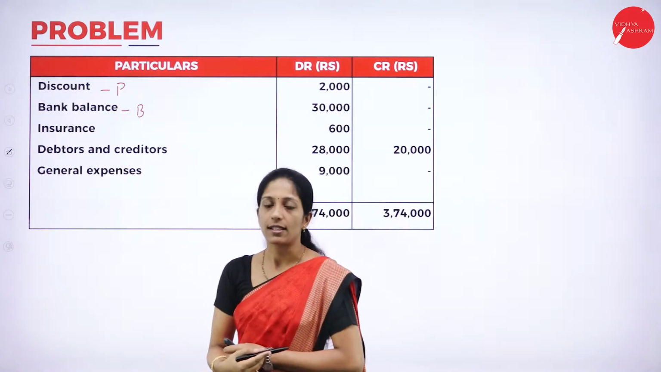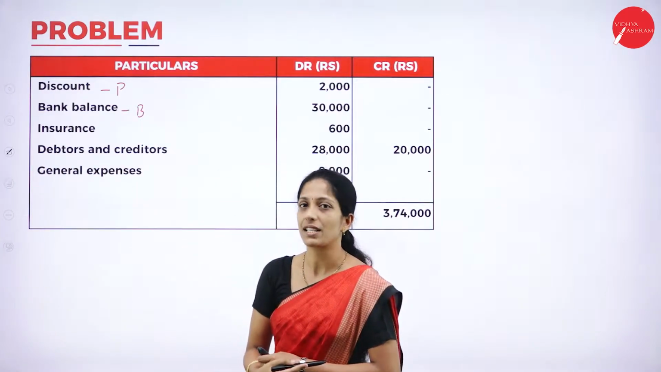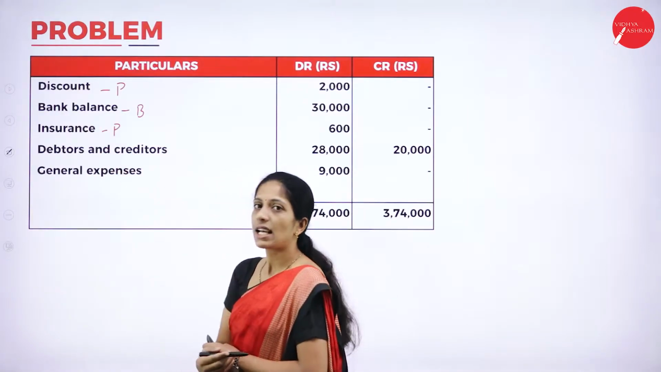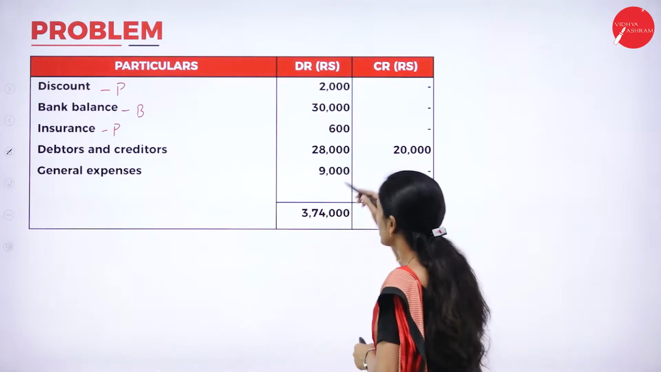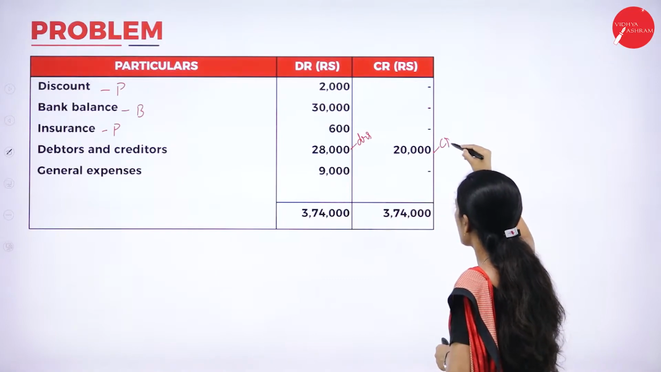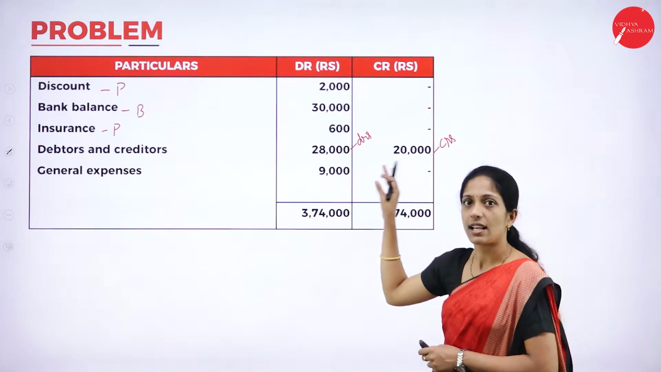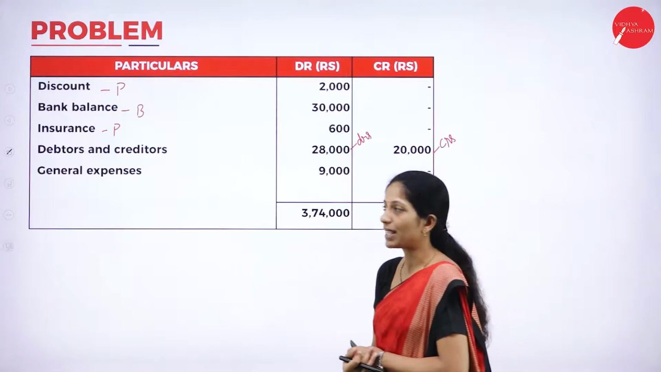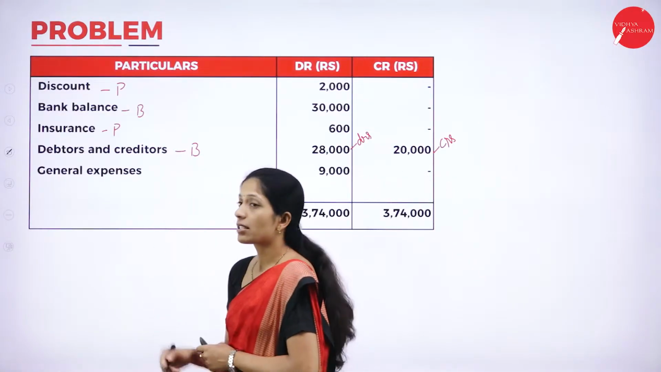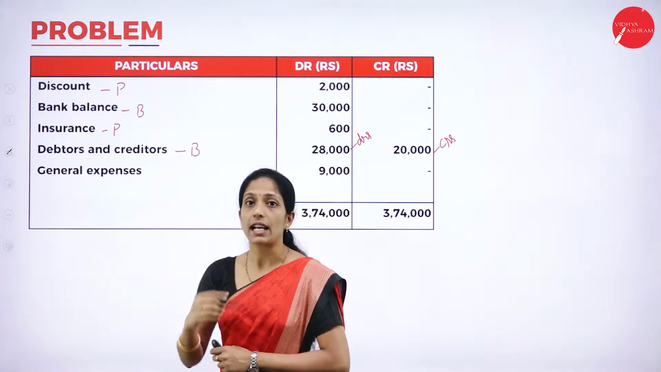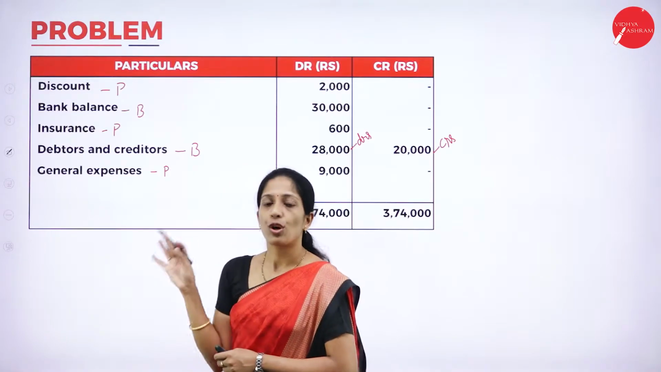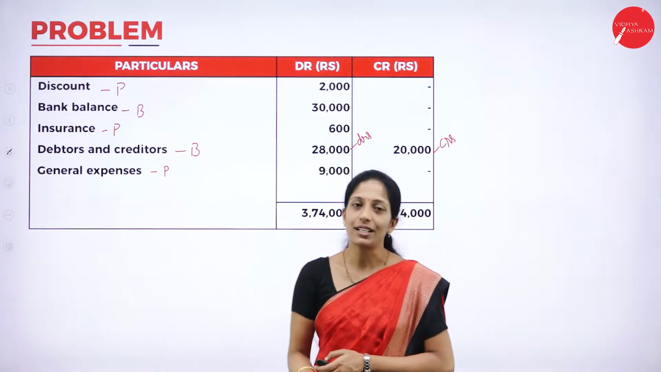Next, insurance. So insurance is an indirect expense, so where do we record? We'll record in profit and loss account. Debtors and creditors. So debtors, the amount in the debit side is debtors and the amount in the credit side will be creditors. Debtors is an asset and creditors is a liability. So where do we record? We'll record in the balance sheet. Next, general expenses, it is an indirect expense, so we have to record in profit and loss account. So hope you are clear with all the items in the trial balance.